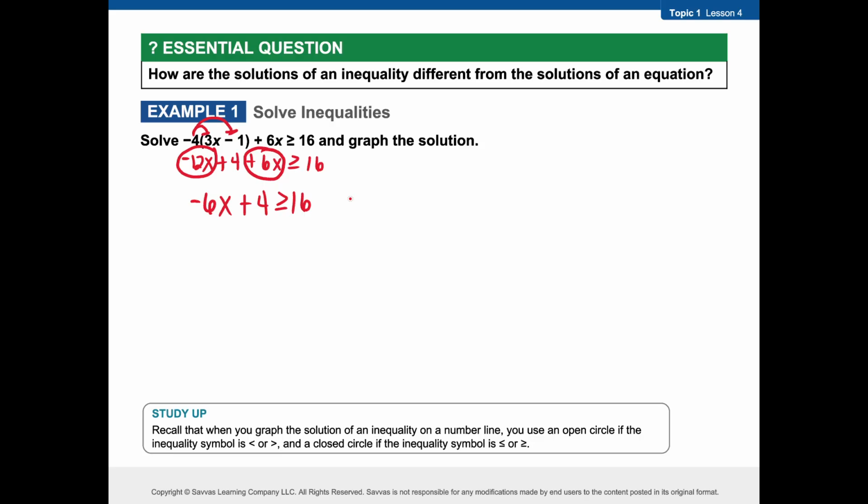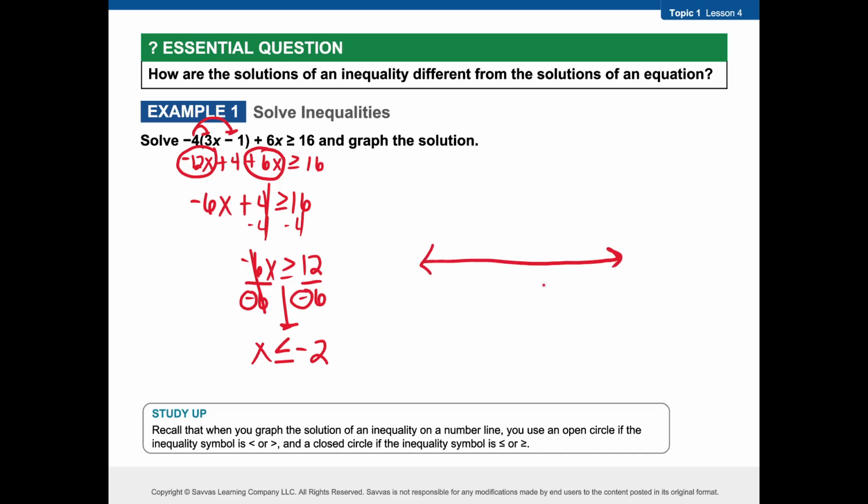What you have to be careful about with inequalities, you have to do everything on the left, bring down your inequality, everything on the right, bring down. Isolating for the x, subtract 4 from both sides, -6x is greater than or equal to 12. Divide by -6. The rule of inequality states that when you are multiplying or dividing by a negative number, the inequality symbol has to switch. And then 12 divided by -6 is a -2.